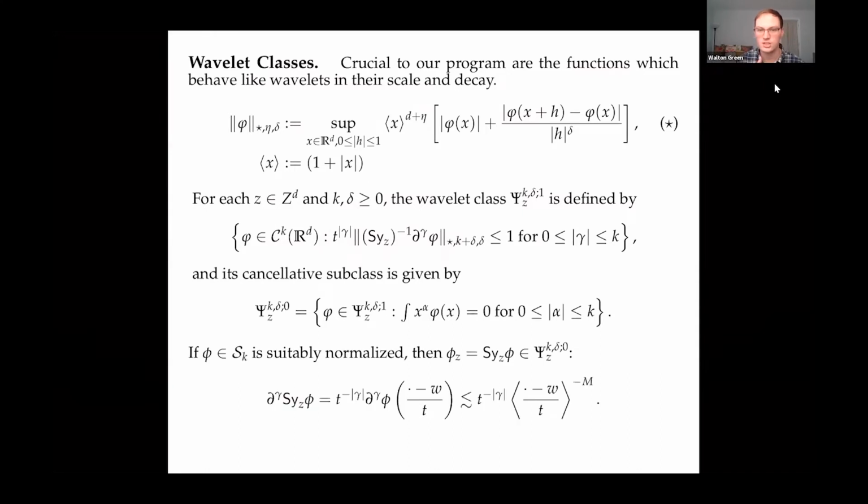To understand where all this is coming from, just take one wavelet and we can see where all these norms and everything are coming into play. So if we take one wavelet, then we act on it by the translation and dilation, then it will belong to this class. Let's check. When we differentiate it, we receive t to the minus gamma just from the chain rule. And then if our function is Schwartz, it is automatic that we can get some decay here.